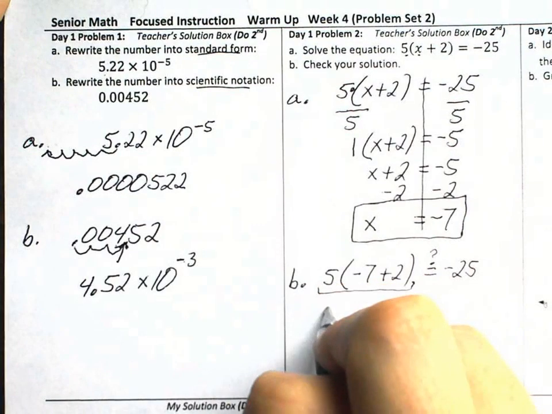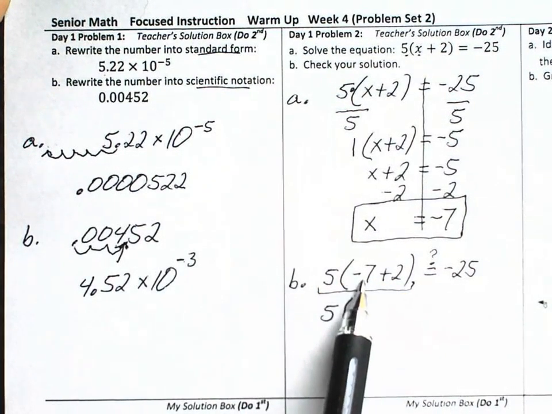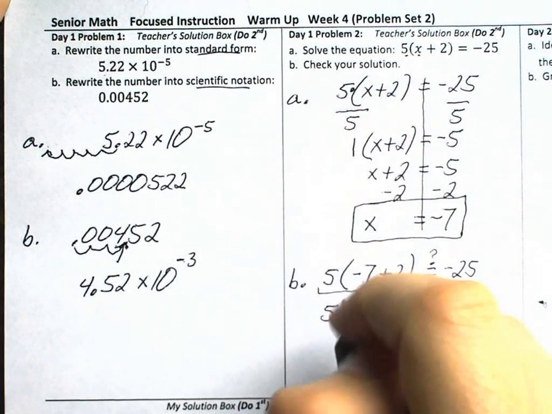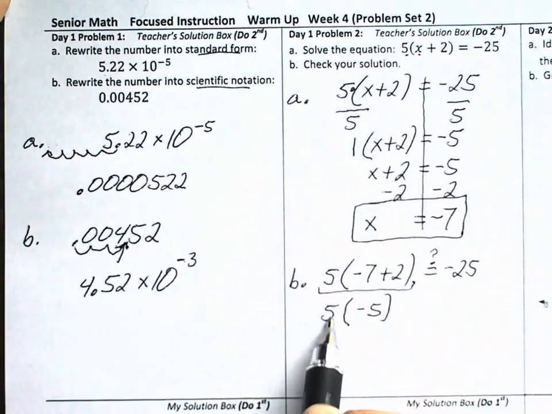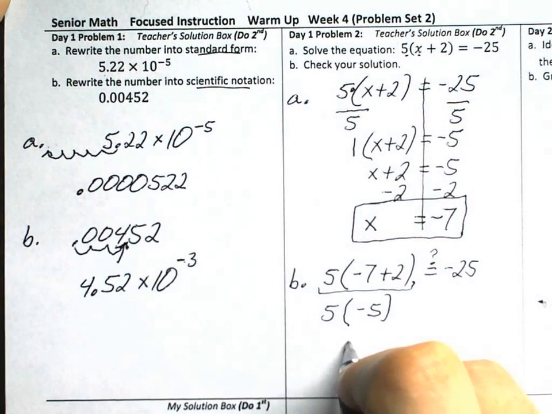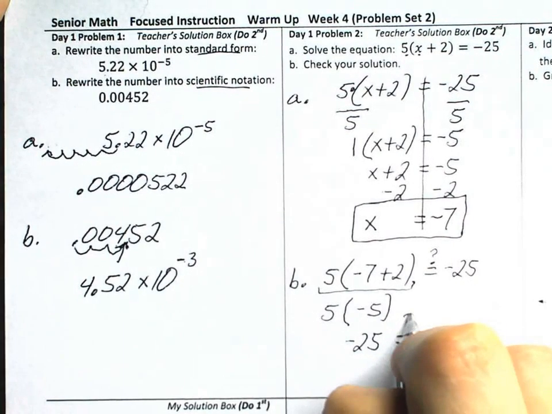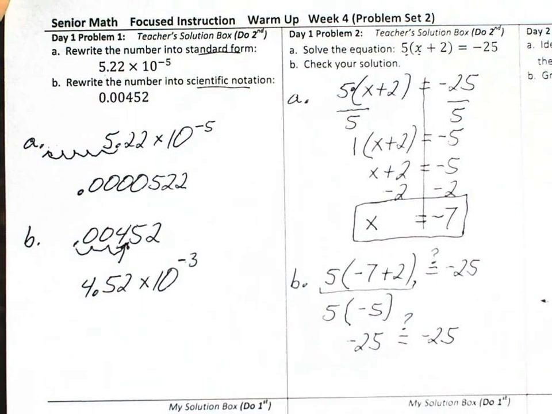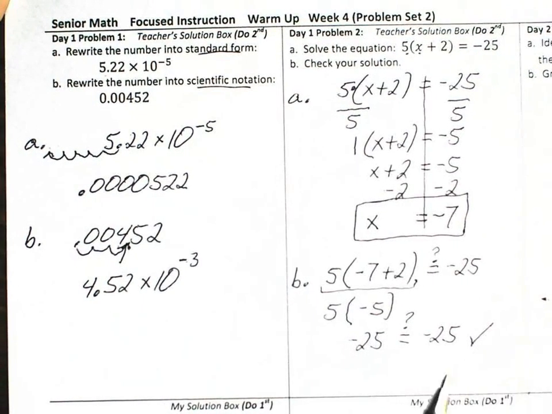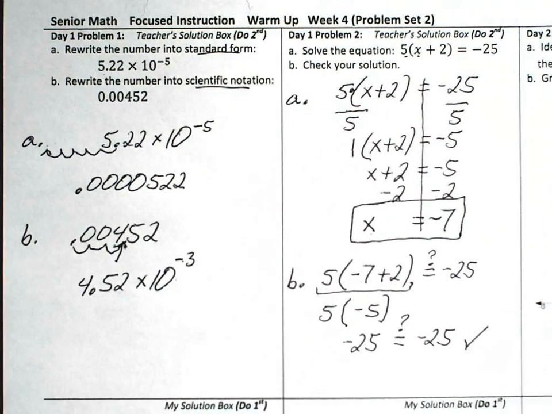Okay, following the order of operations, working inside the parentheses first. Negative 7 plus 2 is negative 5. 5 times negative 5 is negative 25. And remember, we were wondering, is that equal to negative 25? Yes, it is. So this checks, and x equals negative 7 is the correct value for x.